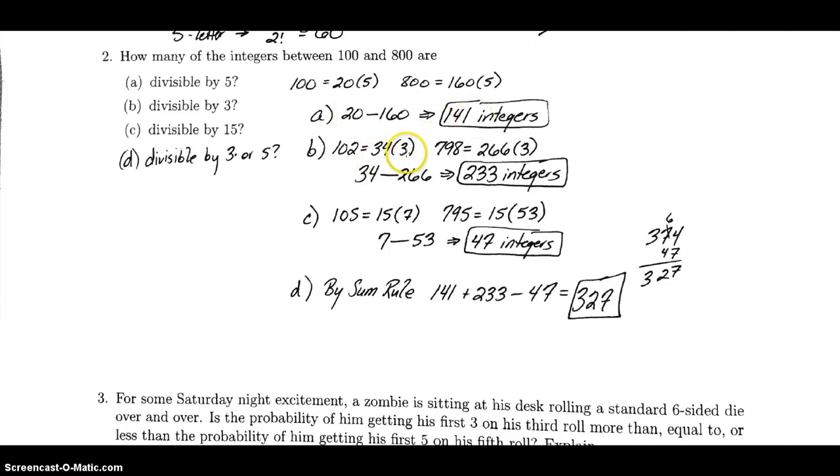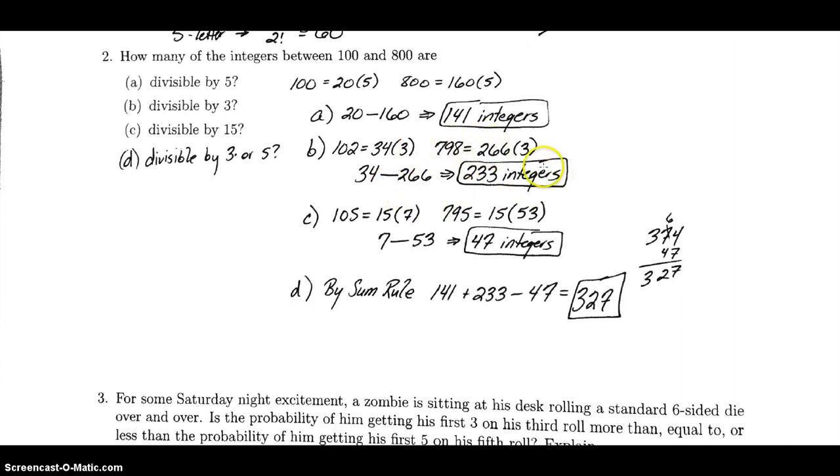Same thing with the 3. The little difference here is I have to be aware of 100 is not perfectly divisible by 3, neither is 800. So I want to take a close look. What multiple of 3 will put me in this range? And in this case, 99 would not, so I have to go one more, which is 102, 34 times 3. Over here, similar thing, if I had 267, I'd be out of that range. So I really just want the integers from 34 to 266.